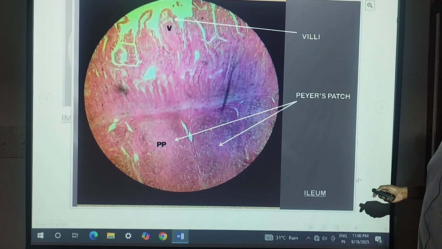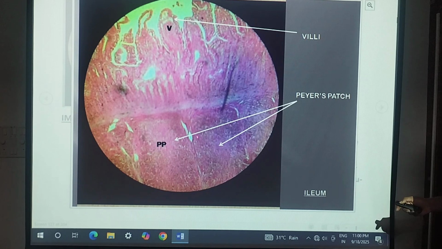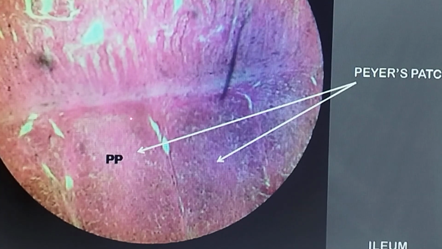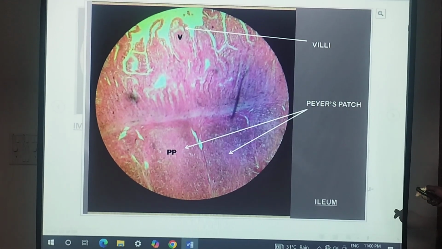So how do you differentiate ileum from duodenum and jejunum? Now in ileum you have the Peyer's patches in the submucosa, whereas in duodenum there are no Peyer's patches, but you see the Brunner's glands, which are mucus secreting glands. And then in jejunum neither Peyer's patches nor Brunner's glands are present. So this is how you identify and differentiate between jejunum, ileum and duodenum.